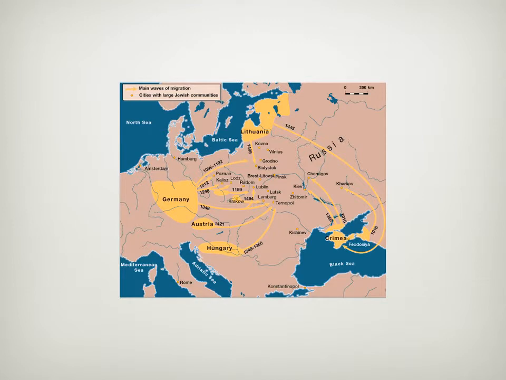This map here also helps to explain how there came to be many Jewish communities throughout Europe. In this one, it shows the movement of Jewish people from Germany and Austria and Hungary into places like Poland and Russia.